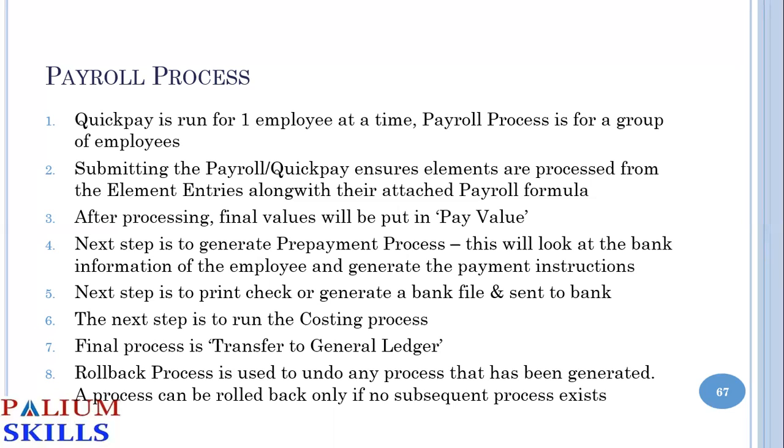payroll. So when we submit the payroll or the quick pay, it will ensure that elements are processed from the element entries along with their attached formulas. After processing, final values are put in pay value, that we have seen. Next step is to generate the prepayment process. This will look at the bank information of the employee and generate the payment instructions.